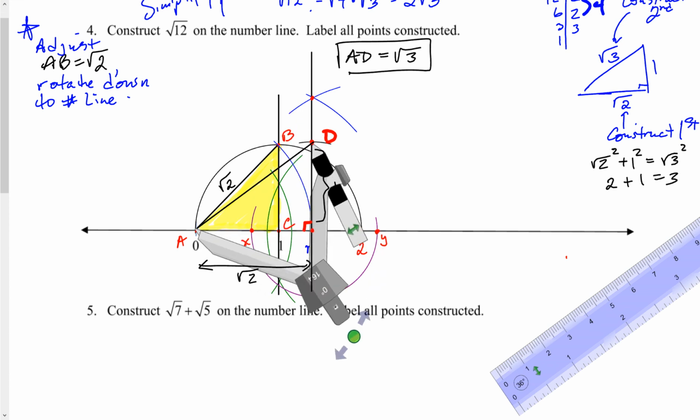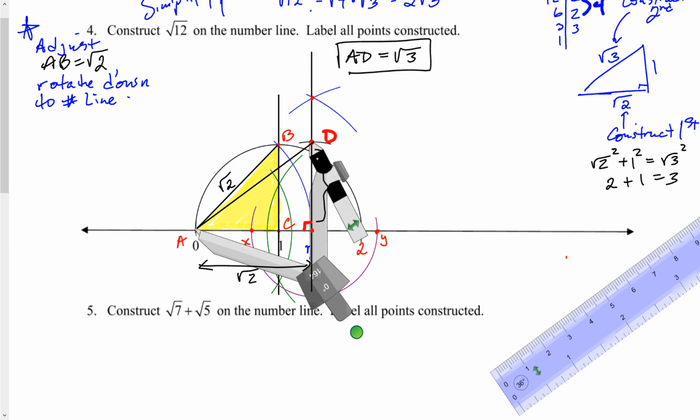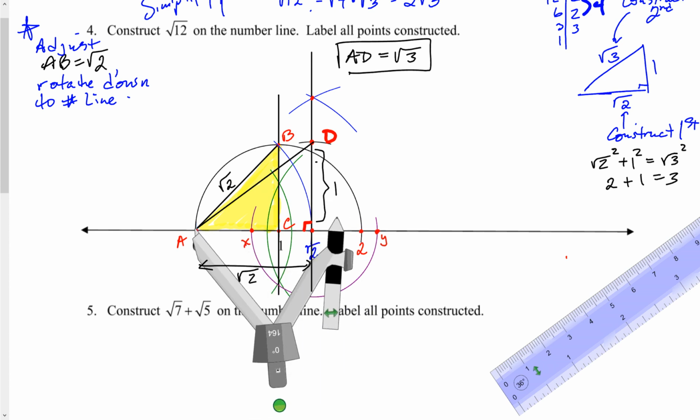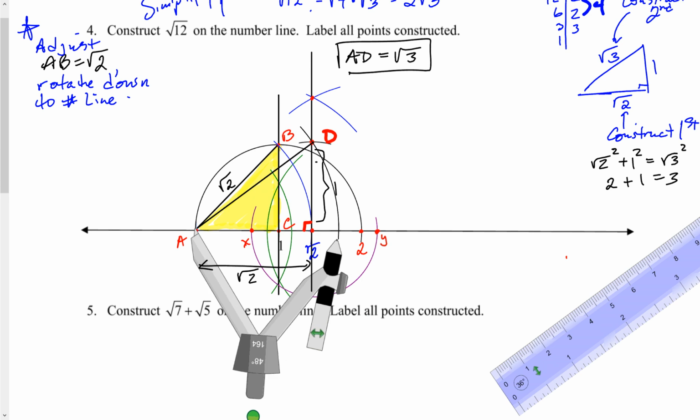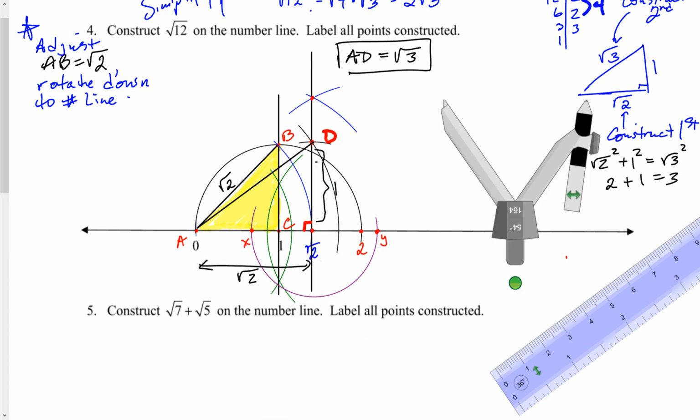So I'm going to adjust it from A to D and then rotate down. Okay, for some reason here. Okay, here we go. So look at that black arc from A to D, rotate down, and I just found root 3.